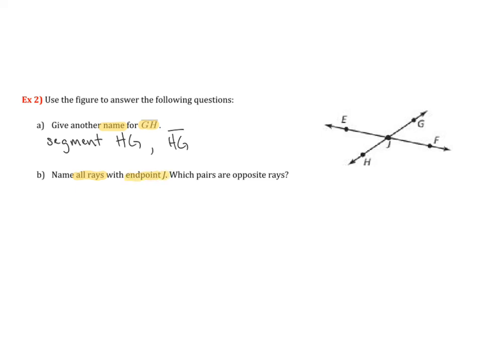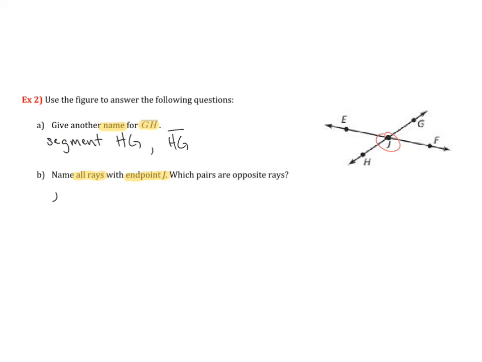So if I want to name all rays with endpoint J, I need to locate point J. There it is. All right, and then as we can see here, there are 4 rays. We can start at J and go to E. Start from J, go to G. Start from J, go to F. And start from J and go to H. So those are the 4 rays that we're going to name.